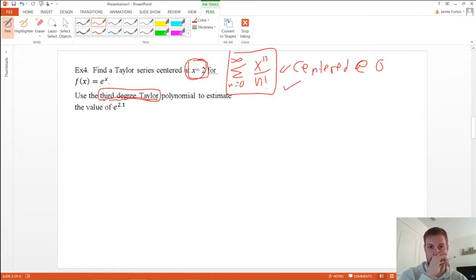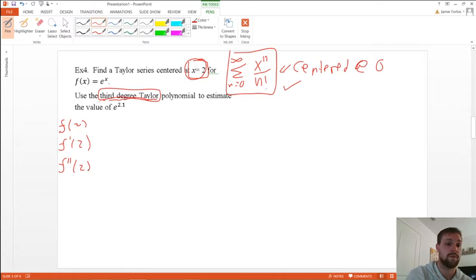So if I want to do that, just like before, I want to consider what f of a is. In this case, it's f of 2, f prime of 2. Like yesterday, we were doing f of 0, f prime of 0. So f prime of 2, f double prime of 2. And if we're going to the 3rd degree, might as well go to the 3rd derivative, so f triple prime of 2. Now, the cool thing is that the derivative of e to the x is always just going to be e to the x. So for all of these, it's just going to be e to the second, e to the second, e to the second, e to the second.